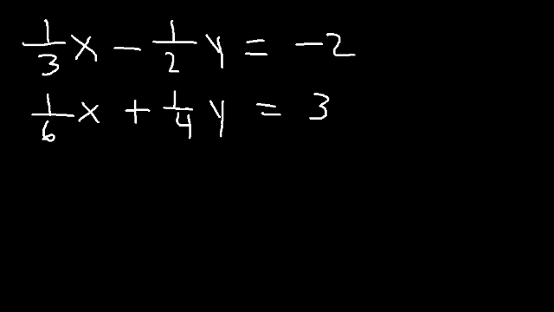So what is the least common multiple of 3 and 2? The least common multiple of 3 and 2 is 6, because 3 and 2 both go into 6. So we're going to multiply everything by 6. Now let's distribute the 6 to every term in this equation.